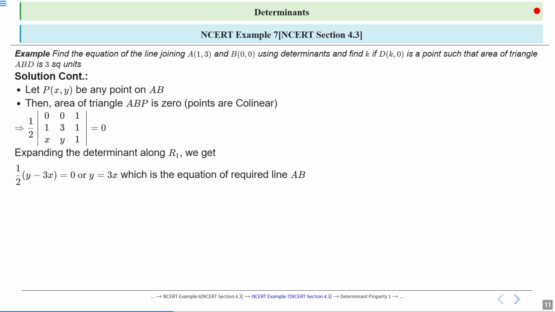row, that is 1. So 1 into the determinant of the matrix of order 2 cross 2 obtained by eliminating the first row and third column. If we want to find the matrix of order 2 cross 2 by which we have to multiply that element, just cancel the row and column in which the element is present. So 1 is present in the third column and first row. When we cancel the first row and third column, we get the matrix 1, 3, x, y, and the determinant of that matrix is y minus 3x.